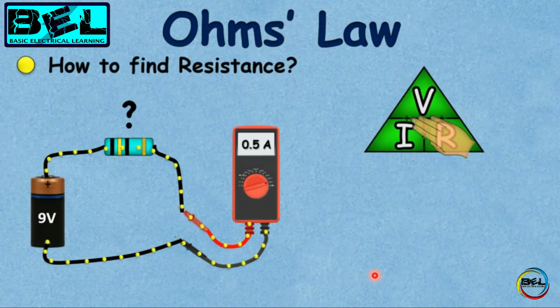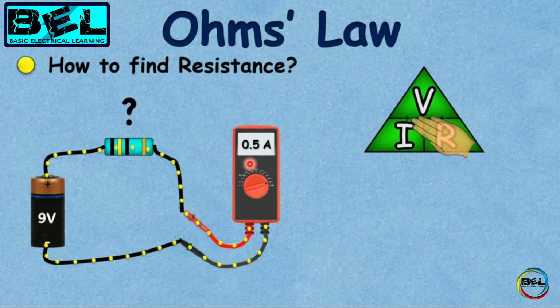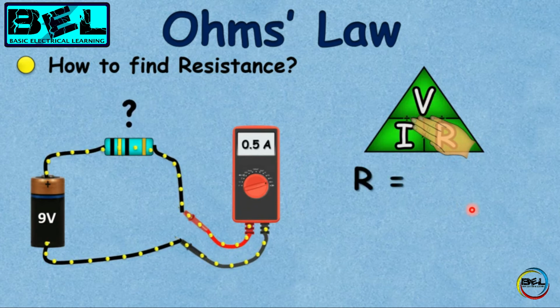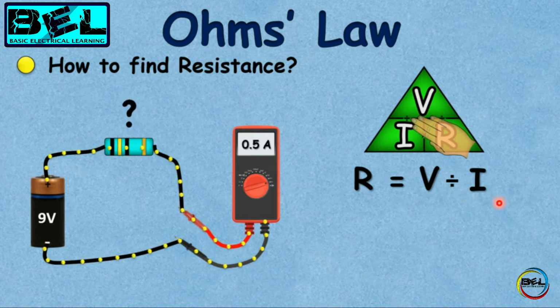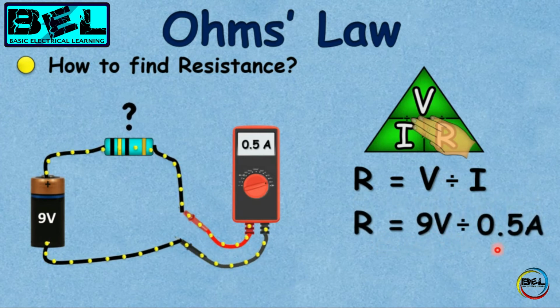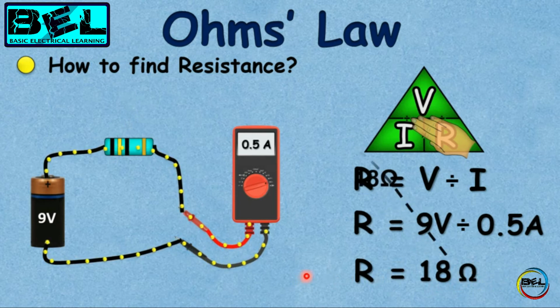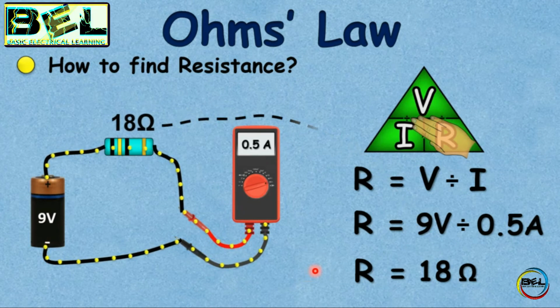And to find out the resistance, here is a 9 volt battery and the current is 0.5 ampere, and we have to find out the resistance. Again we will use the same formula, by covering the R with the help of this triangle, the remaining equation will become V divided by I. So R is equal to V divided by I. So 9 volt divided by 0.5 ampere, and the resistance will become R equal to 18 ohm. So the resistance will be 18 ohm for this circuit.